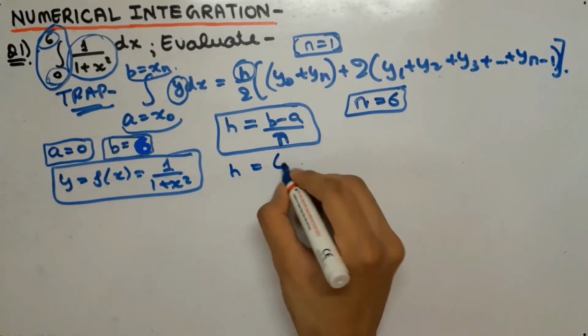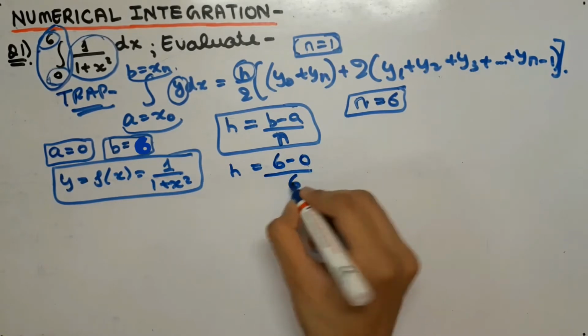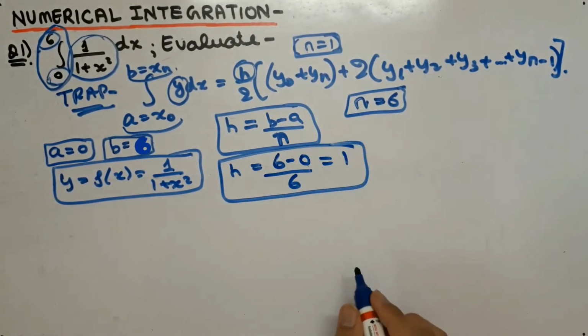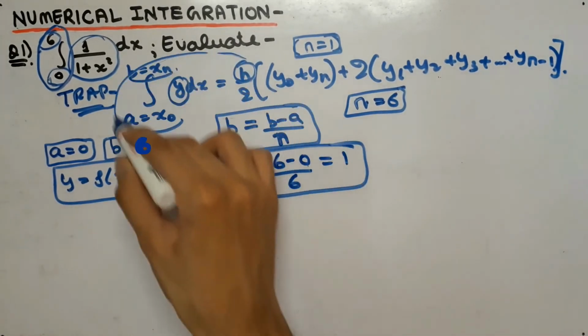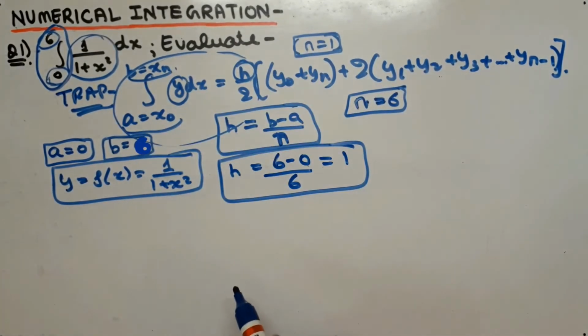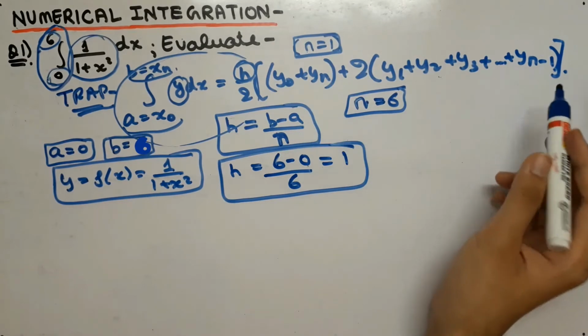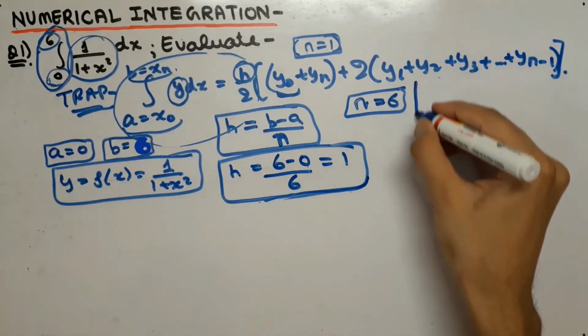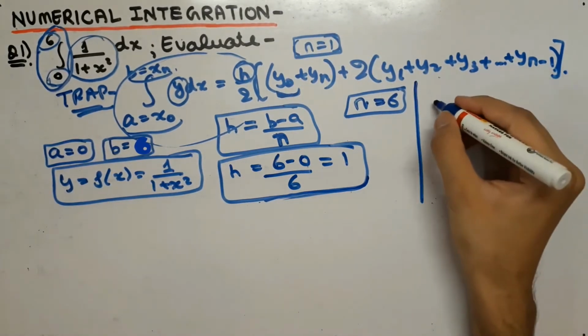That is 6 minus 0 upon 6, which will come out to be 1. Now guys, we have found out the value of this part of the formula. Now we will get the values for y0 till yn minus 1. Now that we have found out the value of h, which has come out to be 1, we will write the general formula for finding the value of y.